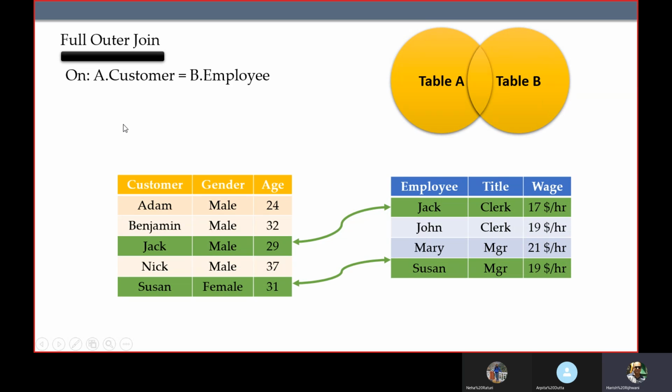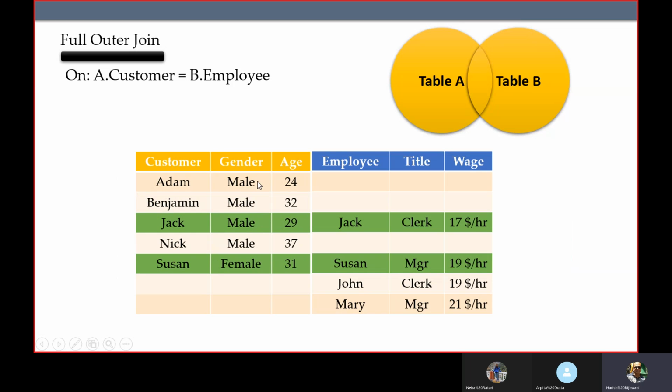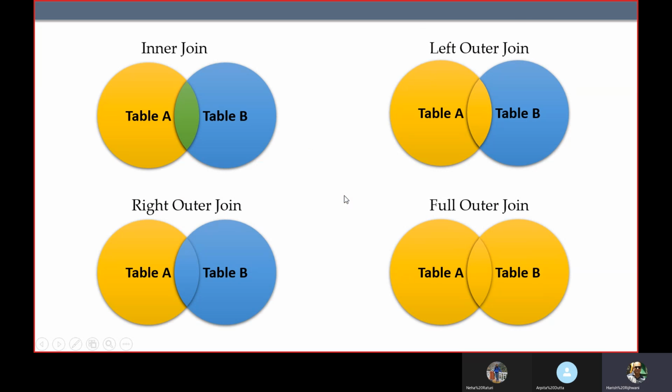The full outer join, you will get records from both the tables. Okay, so in this case the output is going to be like this: employee and customer. So you will get all records of customer, all records of employee. So there is a blank row wherever you don't find any record for customer or for employee, but you will get a complete row for Jack and Susan. Then we had seen, okay, these are the four possible options. You have an inner join, left outer join, right outer join, and full outer join. That is what we had seen.